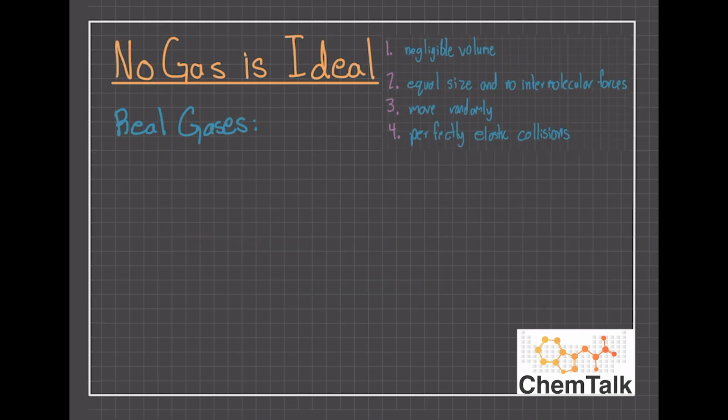In reality, there are no truly ideal gases. So let's look at these assumptions and decide whether they exist in the real world. Starting at assumption number one, that the gas particles must be negligible in volume. And we know this isn't true. Gas molecules have a volume. They take up space in the world. So right off the bat, that is not true. That breaks one of our first assumptions of an ideal gas.